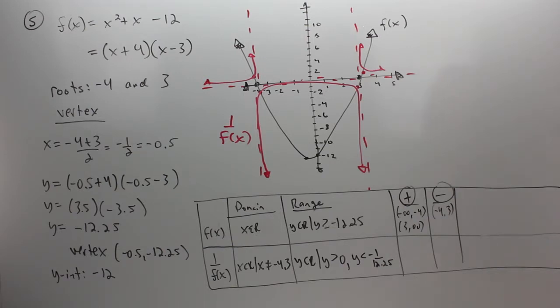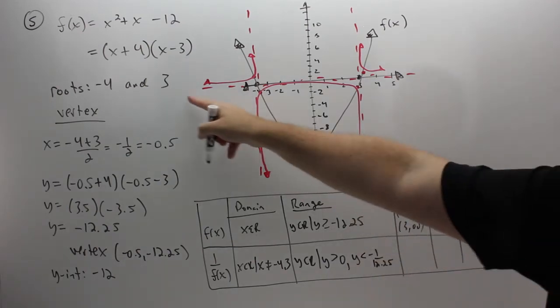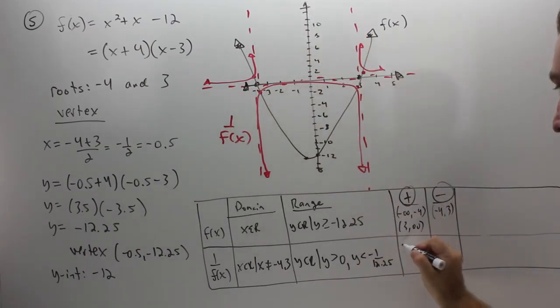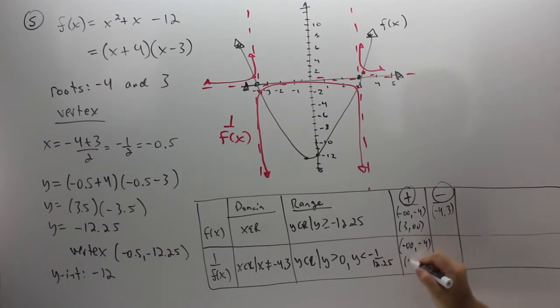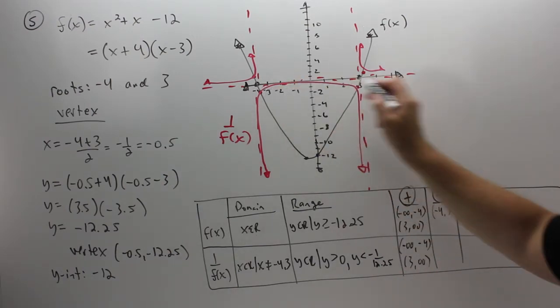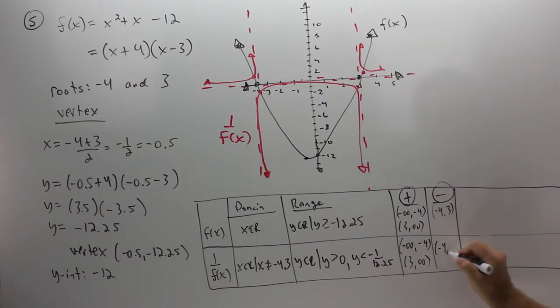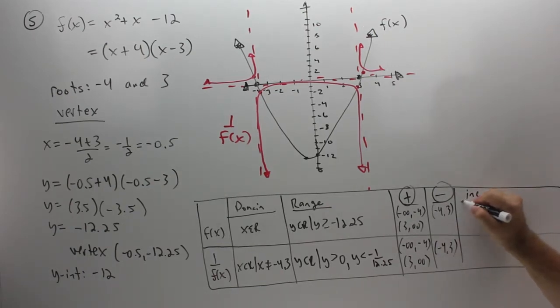The reciprocal, however, it has the exact same positive-negative intervals. It's positive from negative infinity to -4. And then it's positive again. The red one is positive from 3 to infinity. And it's negative from -4 to 3. We're using round brackets because it never touches those. They're asymptotes. Okay, lastly we've got to do the increasing intervals. And then we've got to do the decreasing intervals.